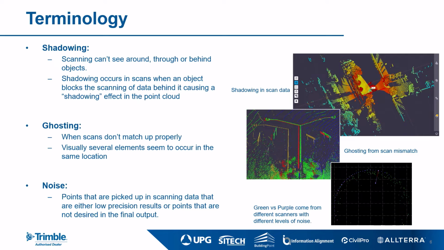Ghosting is when scans don't match up in registration. Generally, this can be seen in the scan data as multiple occurrences of the same object. This will be when errors are introduced in terms of meeting the control constraints.